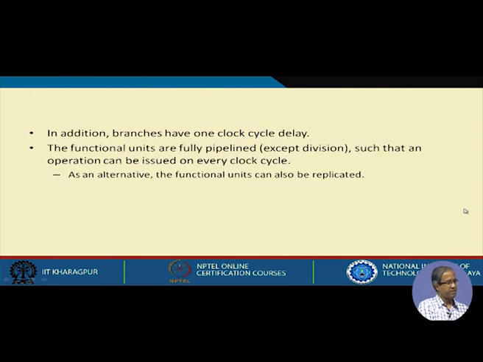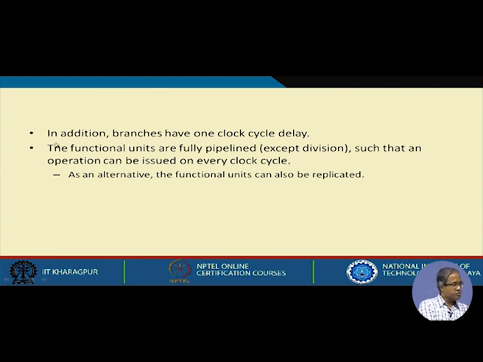Okay. Fine. Now, in addition, we had seen earlier that branches will have one clock cycle delay. We are not talking about the predictive methods, the hardware prediction, and other things. A simple branch using a branch delay slot will incur one cycle delay. The other assumption that we make, as we discussed in our last lecture, is that the functional units like the adder and multiplier are fully pipelined except the division unit, and because they are pipelined, you can initiate an operation like addition, subtraction, multiplication on every clock cycle.